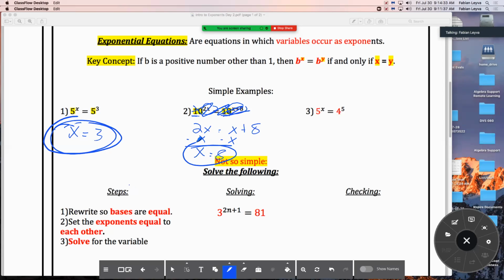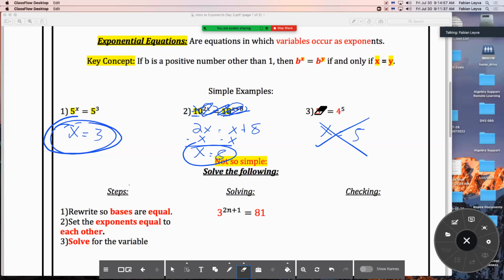Now, are problems always going to work this way? No. If you look at number 3, notice that we have a base of 5 raised to an x with a base of 4 raised to the 5. Can I set this x equal to 5, the exponents, equal to each other? And the answer is no, right? Because notice that your bases are not equal.